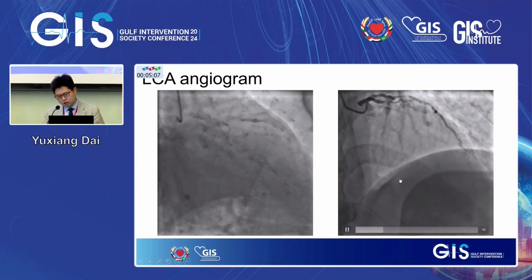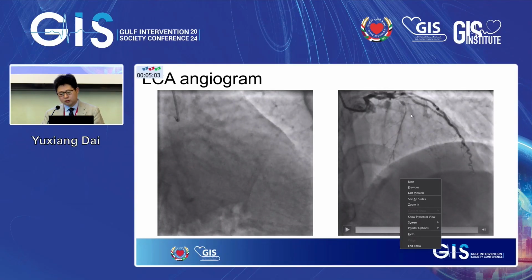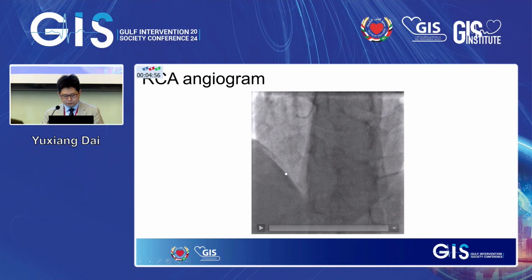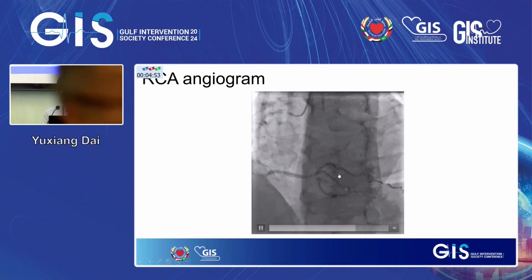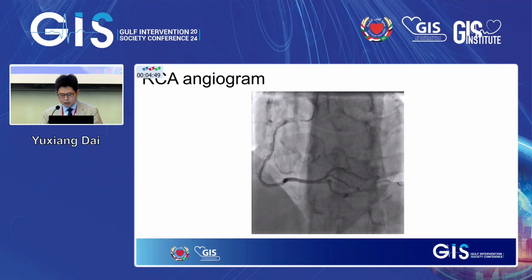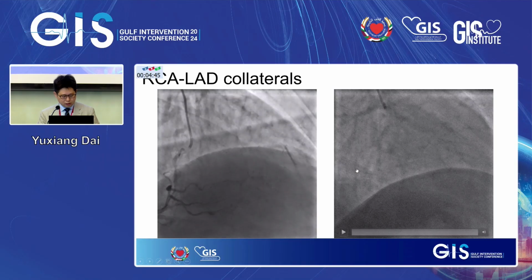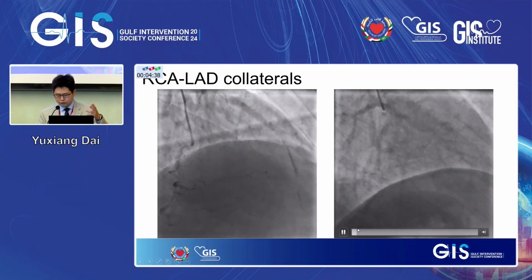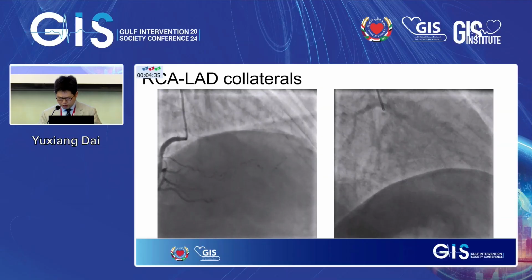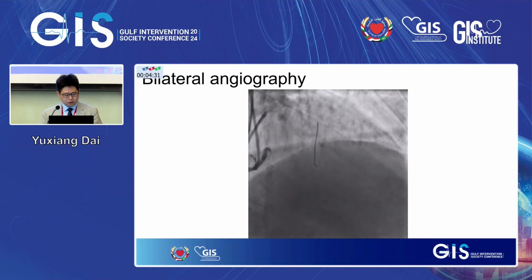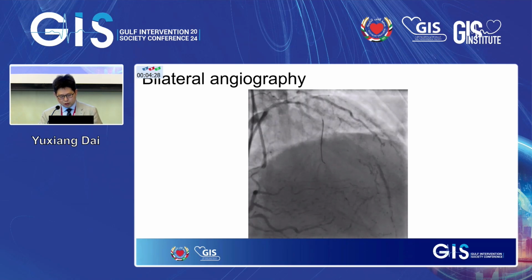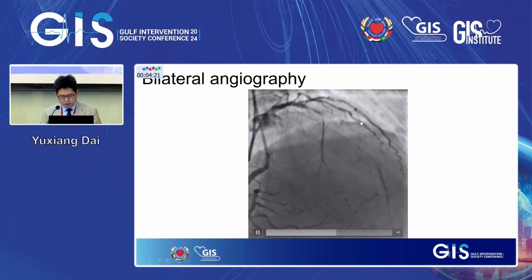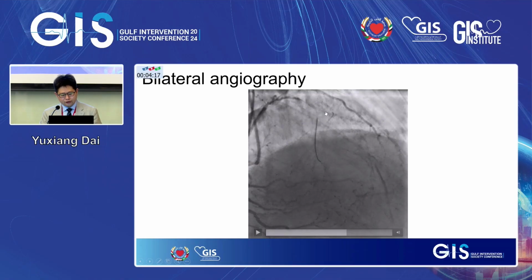The total occlusion just begins after the septal branch, and this is the RCA. The RCA is relatively normal, with very good collateral to the middle LAD. In the detailed imaging, you can see some potential collaterals from RCA to LAD, including both septal collateral and epicardial collateral. This is bilateral angiography. The total occluded segment is not very long, about just 10 to 20 millimeters. However, the entry of the CTO may be very tortuous.